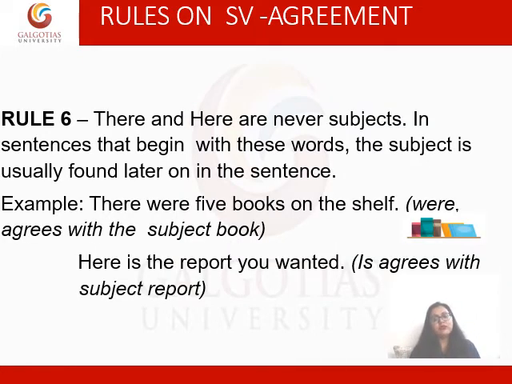Rule number 6. There and here are never subjects. If you find a sentence starting with here or there, you'll always look for the subject, and you'll find the subject somewhere in the later part of the sentence. For example, there were 5 books on the shelf. Now, there is not the subject. The actual subject is 5 books, and as we can see, 5 books is plural. So we'll always take a plural verb, that is were.